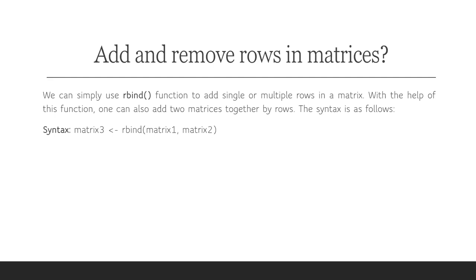What if you want to add and remove rows in matrices? We can simply use the rbind function to add single or multiple rows in a matrix. With the help of this function, one can also add two matrices together by rows. The syntax is as follows. First of all, you have to write down the rbind function, and then you have to write down the two matrices which you want to add up. Let's do it.